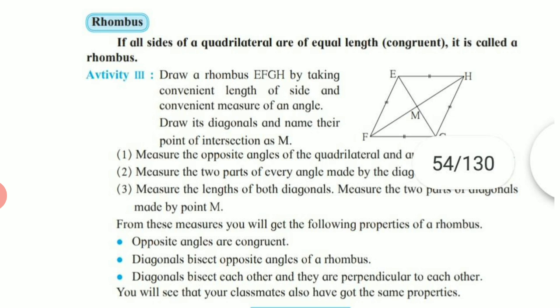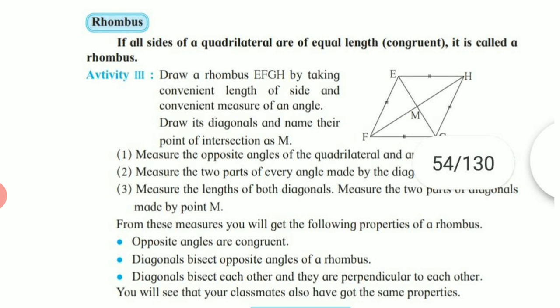Draw a rhombus EFGH by taking a convenient length of the sides and a convenient measure of an angle, and measure all the parts, that is, the opposite angles, the measure of two parts of every angle made by the diagonals, the length of both diagonals, and the two parts of the diagonals made by the point M.